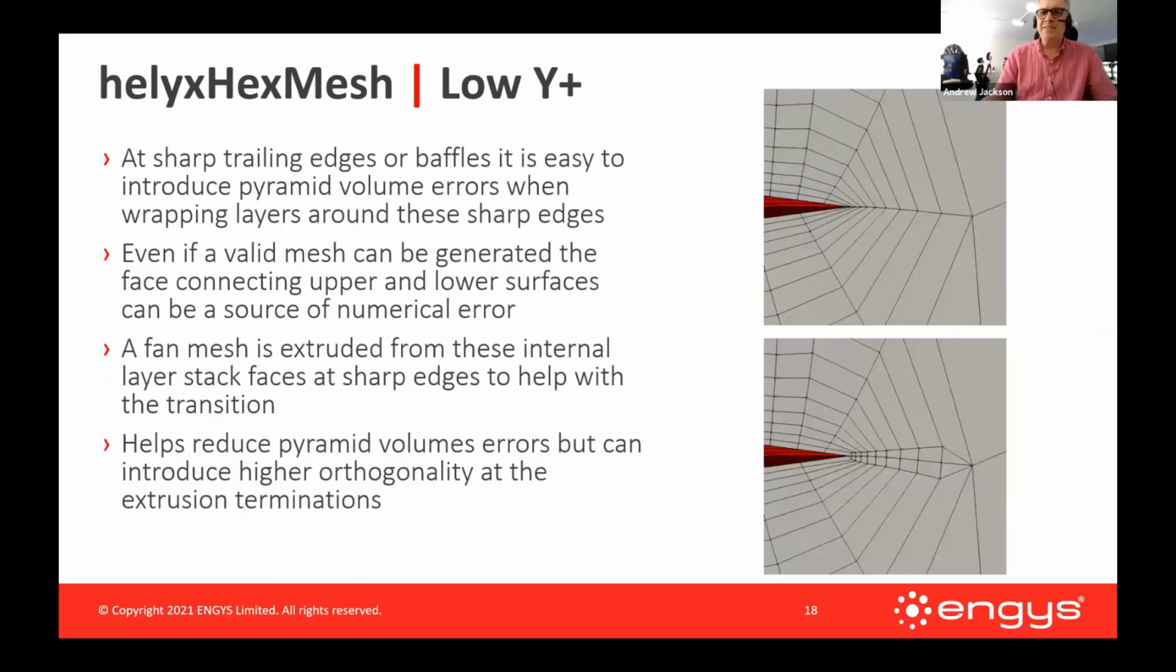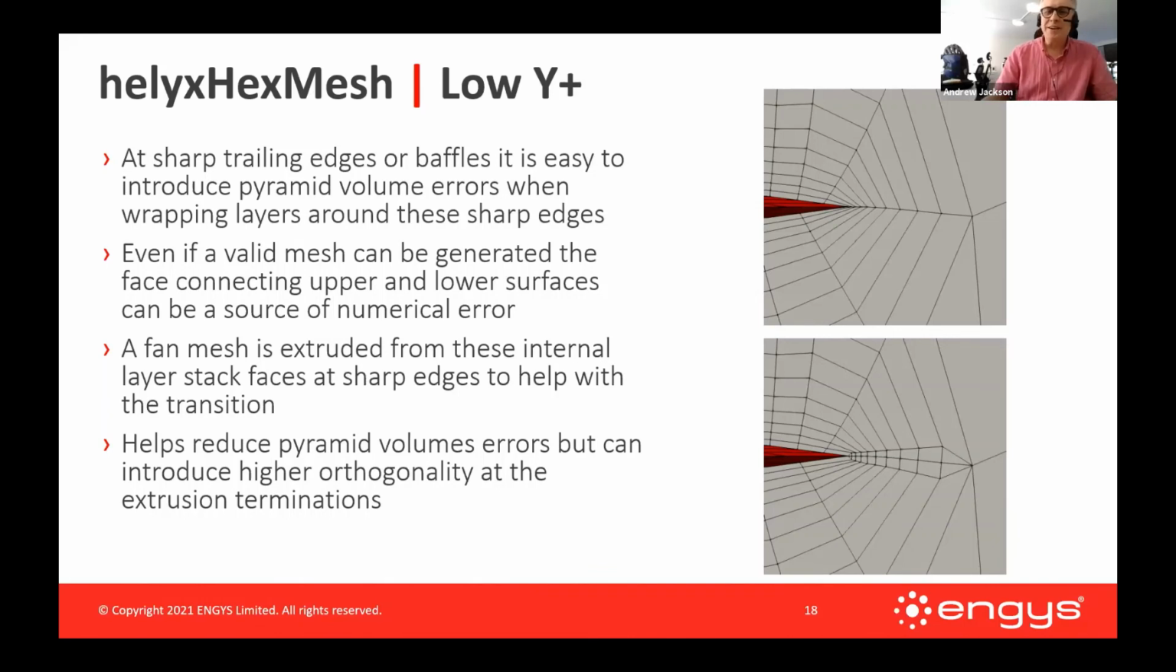Another enhancement we've been looking at is, as I mentioned, sharp trailing edges and baffles. It's very easy to introduce errors when wrapping the layers around these sharp edges, particularly the face that spans the top and the bottom lower surfaces. For the projection, we're careful in the direction that the normals can grow for these edges, but it's basically really not very good for the face that's connecting the upper and lower surface. It can be a source of numerical error.